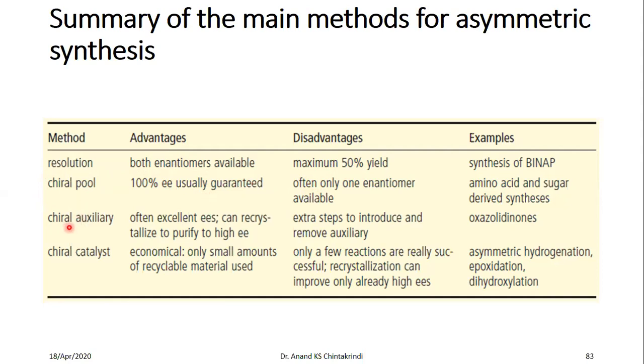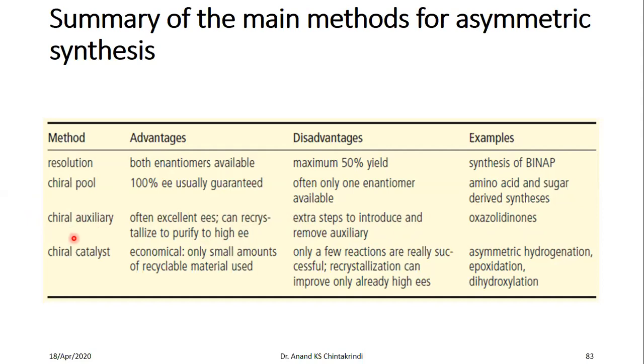Now the next method is chiral auxiliary. Often you can have excellent enantiomeric excess, and you can crystallize and purify to high enantiomeric excess. However, this is a sort of protection and deprotection, which you have seen in peptide synthesis, which lengthens the procedure. So you have extra steps to introduce and remove the auxiliary. The examples you have seen are the oxazolidinones, that is the chiral auxiliary we are talking about in this case.